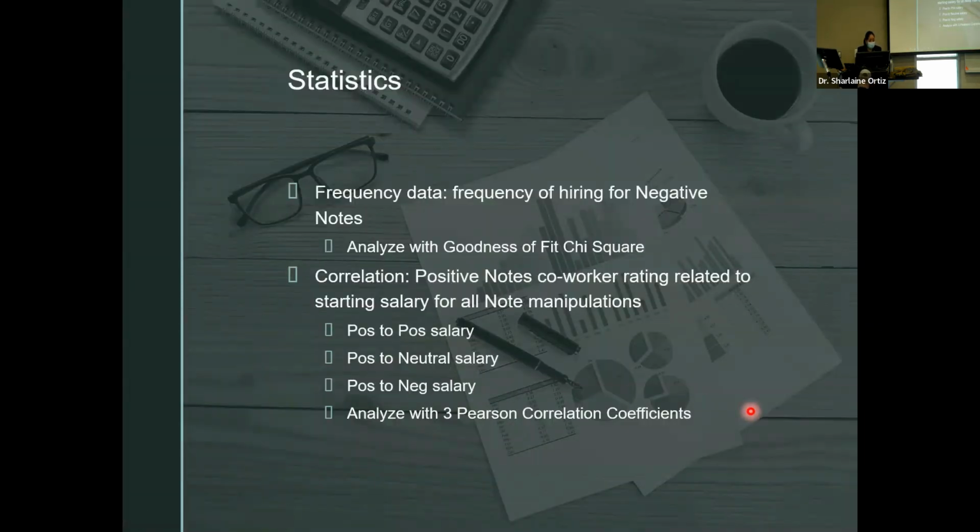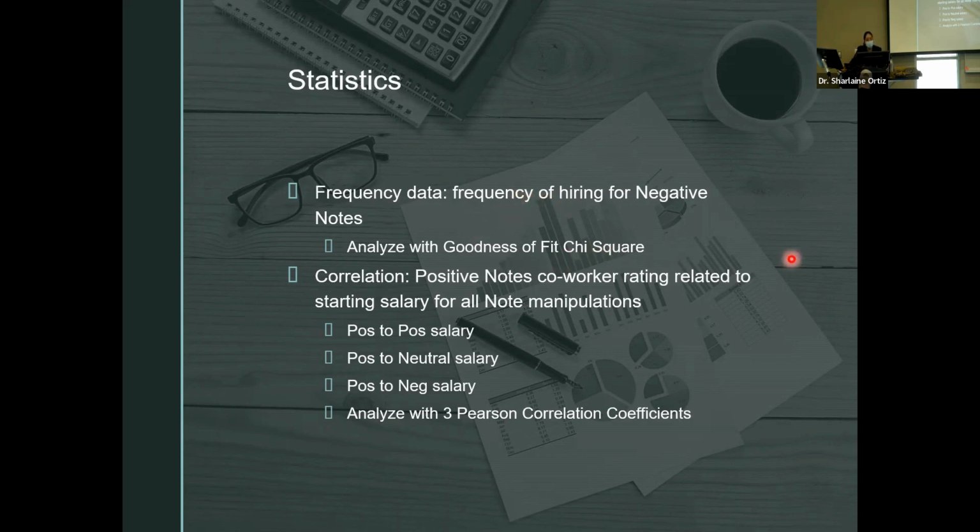One of the last things that you would mention within your method section is the frequency data. As I noted earlier, in regards to frequency data, remember frequency is amount of. It describes the amount of. So for instance, in this specific study, you would have the frequency of hiring based on negative notes. If I have a negative note, would that increase or decrease the chances of me hiring someone? And what's going to happen here is that we're going to analyze the goodness of fit of a chi-square.